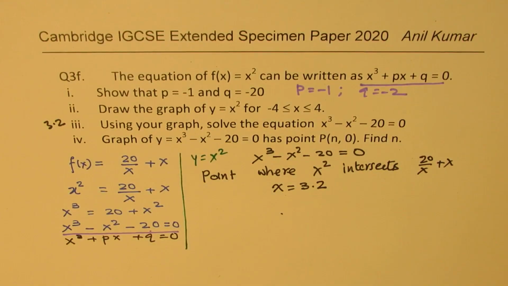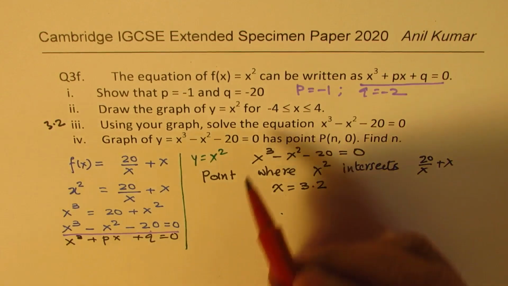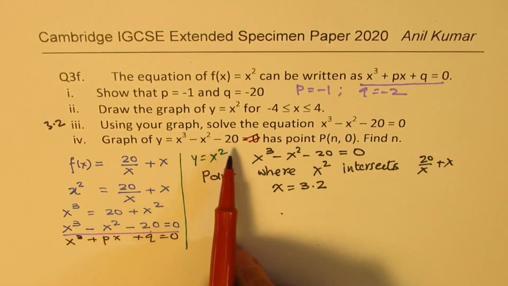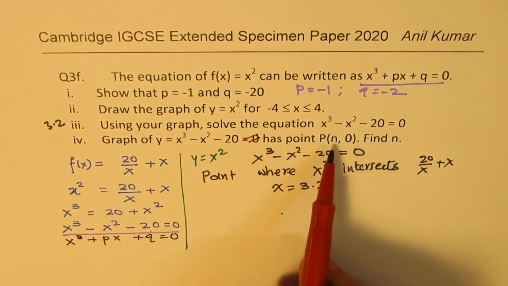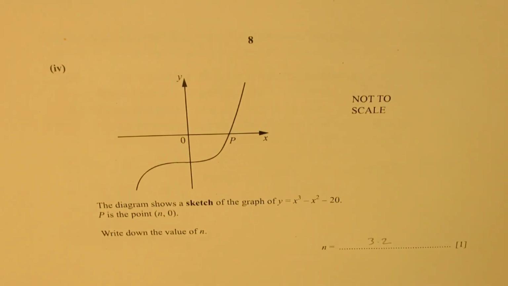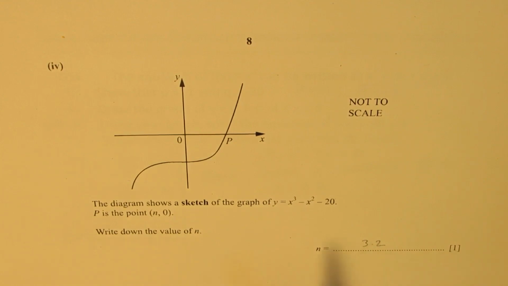Now let's do question 3F4. That's the last point. Graph of y equals to x cubed minus 2x minus 20 has a point P n, 0. So actually this 0 should not be there. Find n, right? Now that really means that we are going to find the x-intercept of this graph. The graph is provided to you. Here is the graph for the given function, right? So the question is right here.